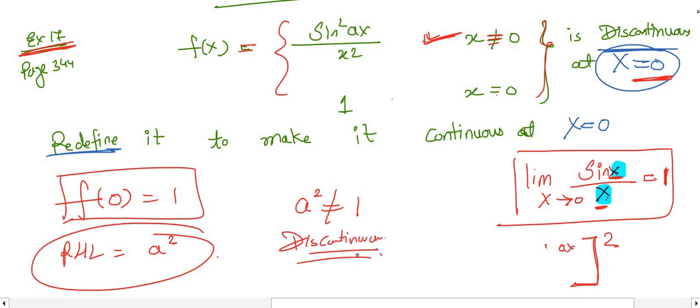How to make it continuous? To make it continuous, we should make the limit value and the function value equal. So how can we redefine it?